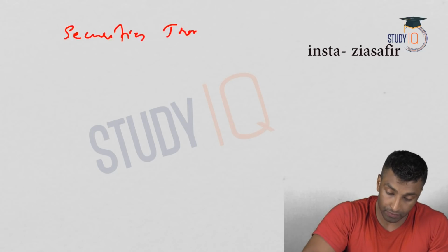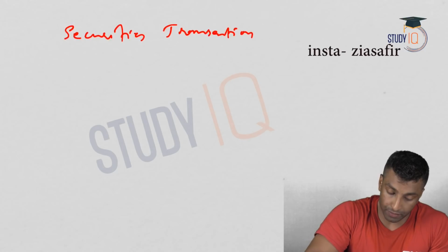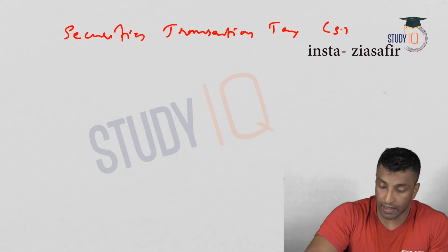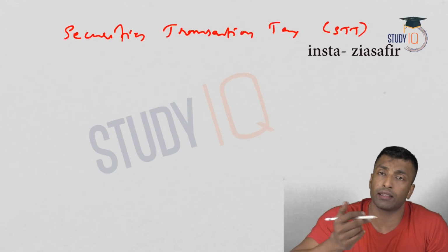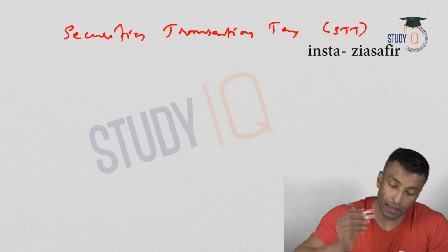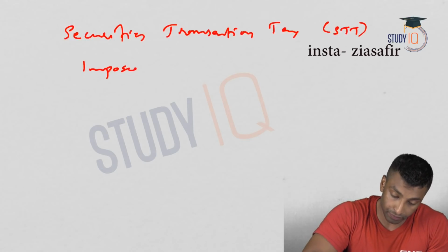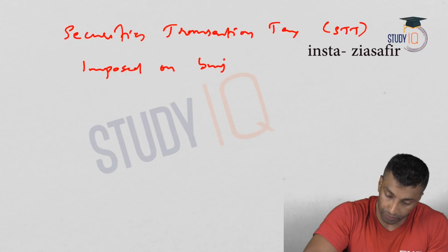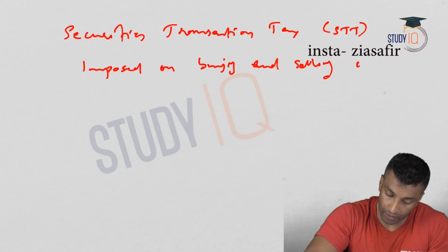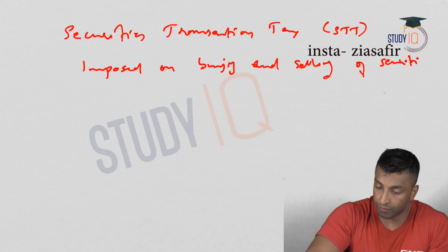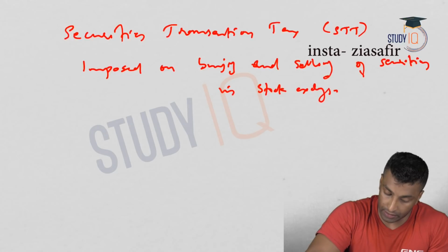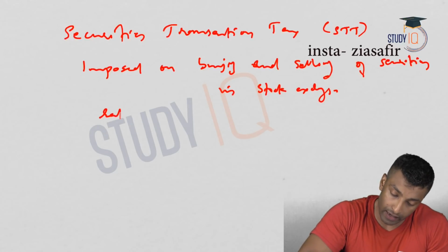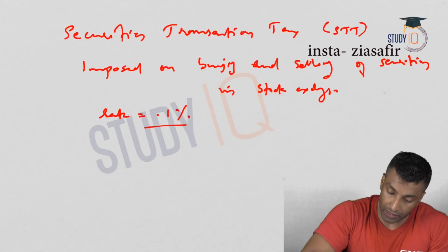Securities Transaction Tax, STT. It is imposed when you are buying and selling a share. So it is collected from the buyer as well as the seller. It is imposed on buying and selling of securities in stock exchanges. So what is the rate? The rate is 0.1%.